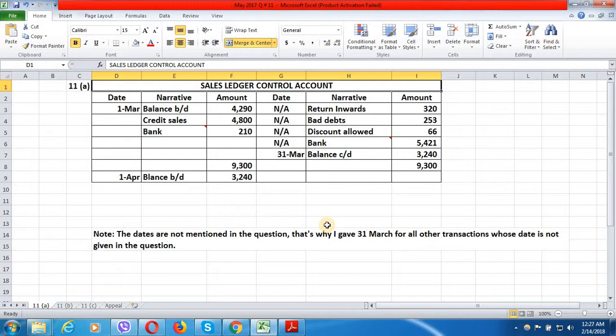What is sales ledger control account? Actually, it is a total debtors account. Say for example, if a company has 10 clients, 20 clients, 30 clients, instead of maintaining one single account for each client, they consolidate the entire debtors account into one, and that account is known as sales ledger control account. Clear? Secondly, in this account we always deal with credit sales, credit transactions. No cash sales or cash transactions are recorded in this T account.